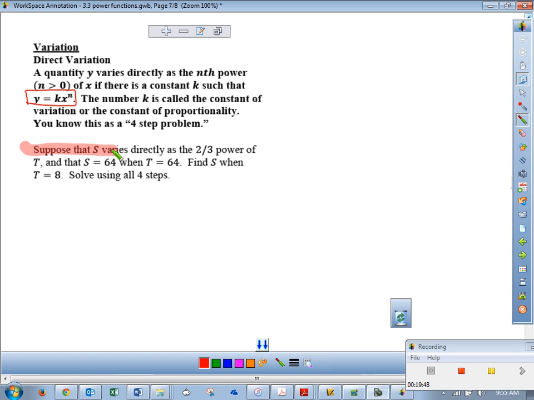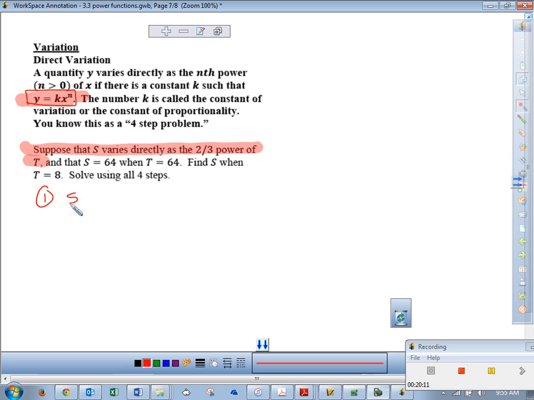We need to translate it, and we got to use this format right here. The thing that is always involved with these is the k value. They do not tell us the k value. They tell us everything else. So it says S varies directly. So put a step 1 for me. This is a 4-step problem. Step 1 is to write your generic equation.